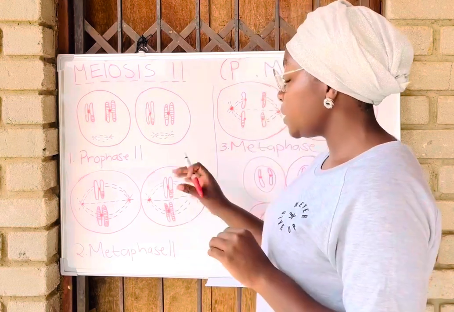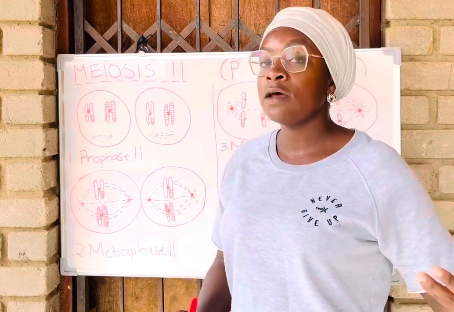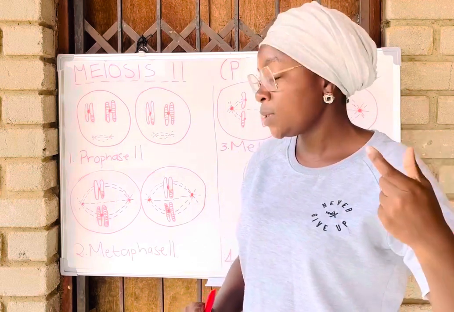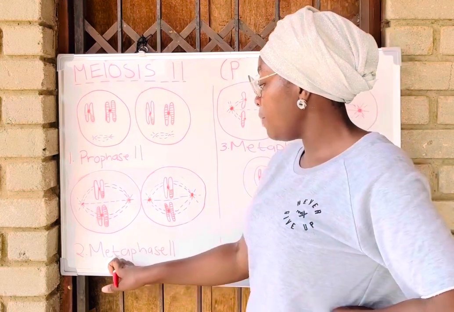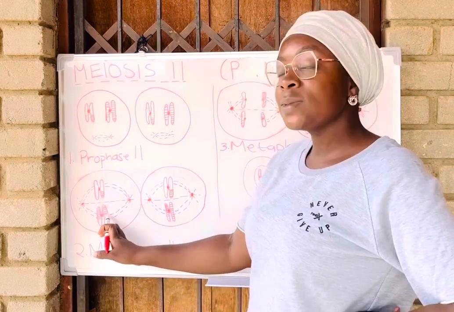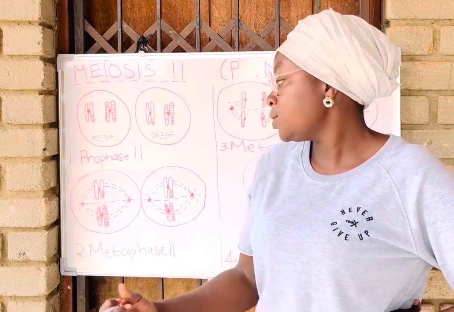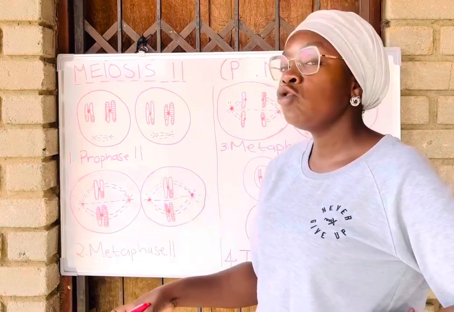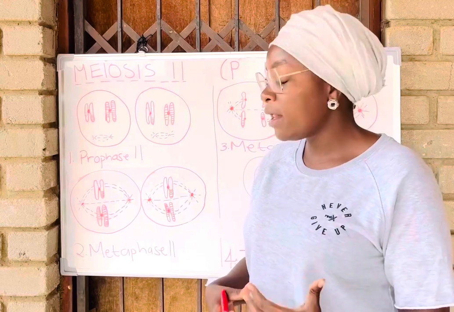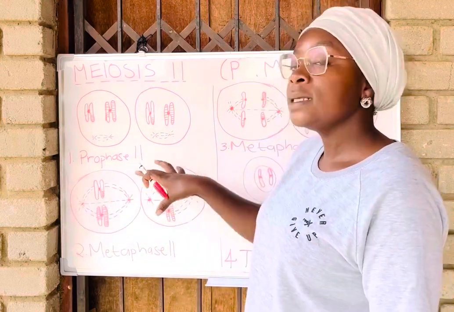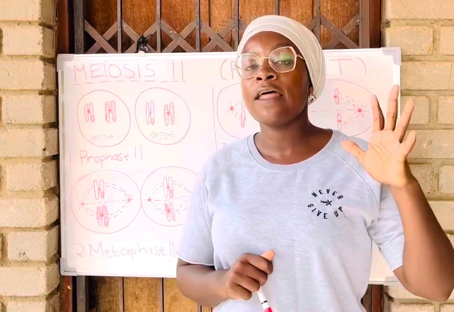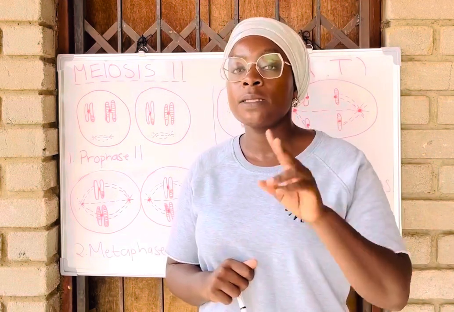Now, during metaphase in meiosis 1, the chromosomes were aligned along the equator in homologous pairs. However, in metaphase 2, the chromosomes align individually. It's no longer homologous pairs. So they align individually on each cell. So in cell number 1, they align. In cell number 2, they also align. So now we move into the other stage, which is anaphase 2.